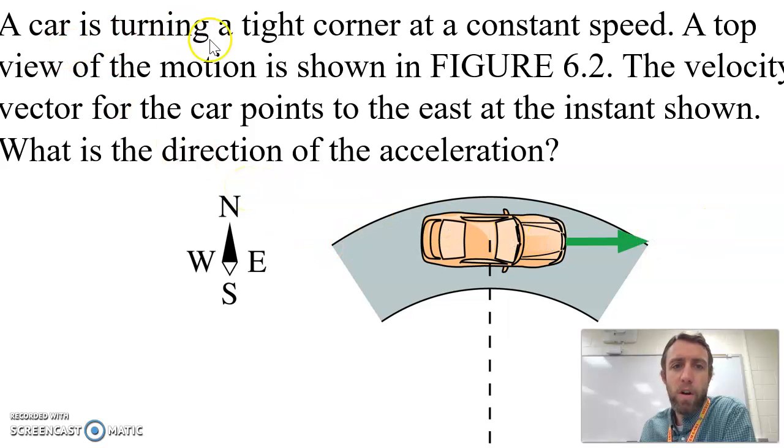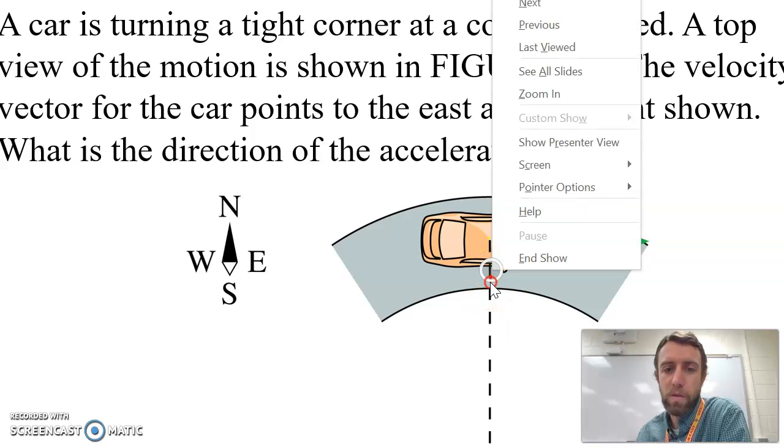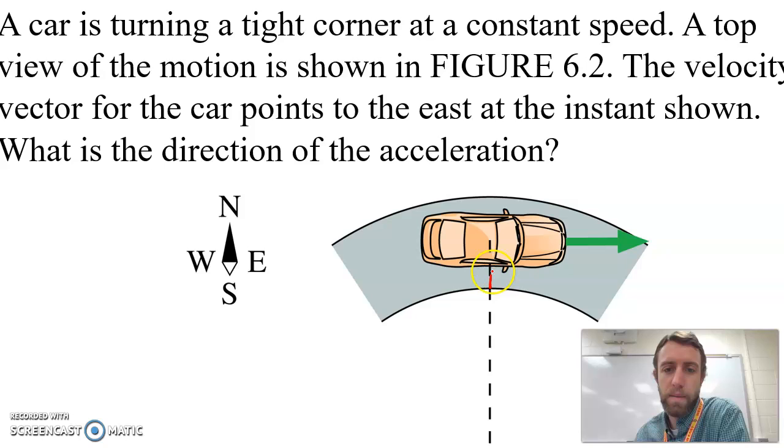Same idea here. We have a car turning a tight corner at a constant speed, top view of the motion. So the car is going at this moment directly to the right, but of course it's going to change. The velocity vector points to the east. What direction is the acceleration? Perpendicular to the velocity at any instant. That's another way we could say it, that the acceleration vector is perpendicular to the velocity. So it would go straight down this dotted line. That would be your acceleration vector, pointed right down that way.